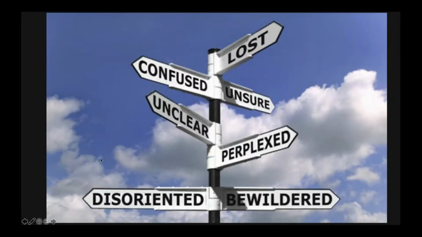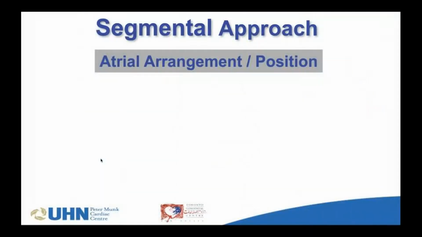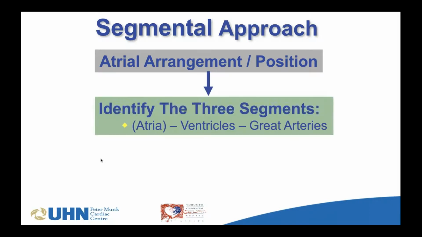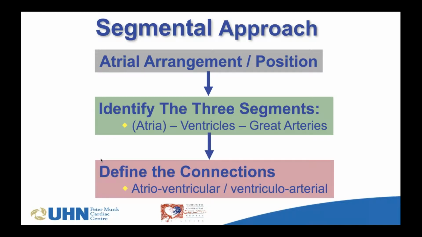Okay, so to summarize, you have to take a very systematic approach. If you don't take a systematic approach, you are completely confused and lost. You don't know what you're speaking about and what to look for. You need to take the segmental analysis, identify the atrial arrangement and position of the heart, to identify the segments, the ventricle, the great arteries, and then you define the connections.